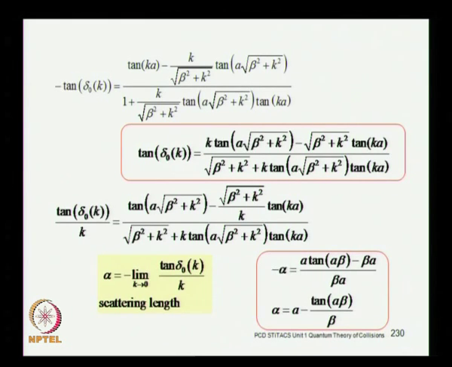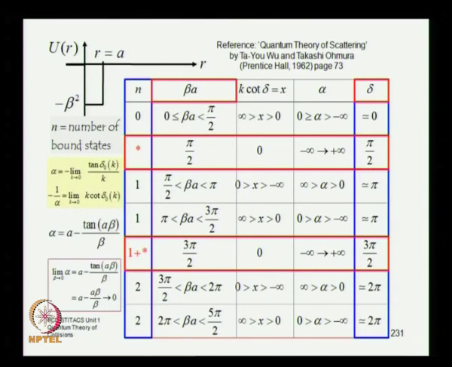Tan theta goes to theta in the limit theta going to 0. So, k a goes to k a, and that k cancels this k. So, you get this numerator, in the denominator you get root beta square over here, and then you get beta. So, alpha becomes equal to a minus tan alpha beta by beta. So, that is the expression you get for the scattering length.